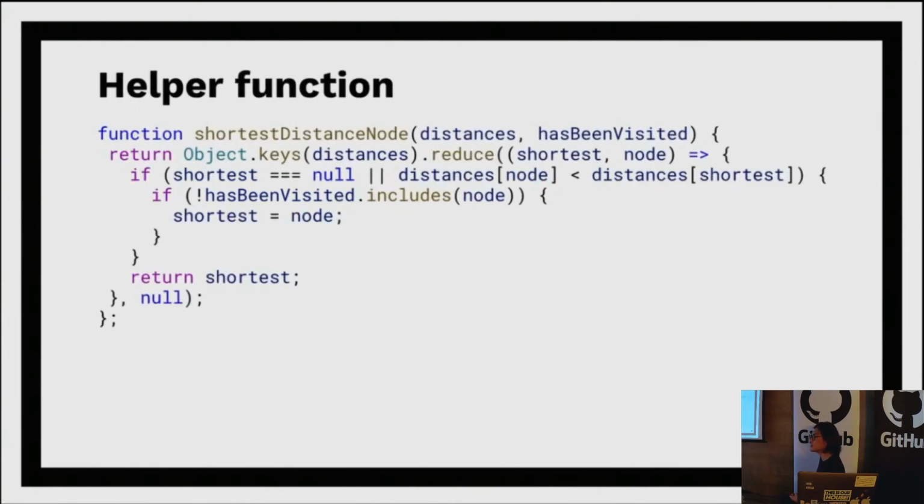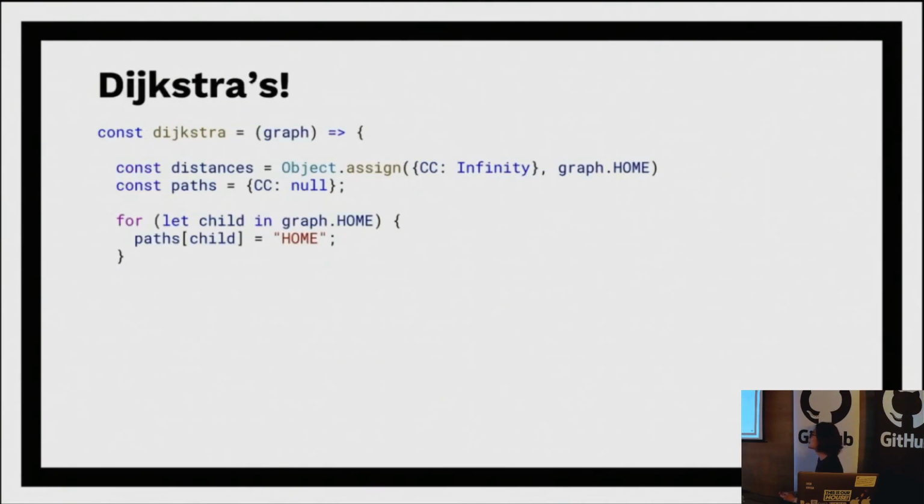I make a helper function. This function takes distances and the has-been-visited array and returns the shortest node, which is the node I should move to next. And finally, here's Dijkstra's algorithm. Dijkstra's algorithm is a little bit long, so I separate it into three sections. Part one is setting variables and setting the paths' initial value.